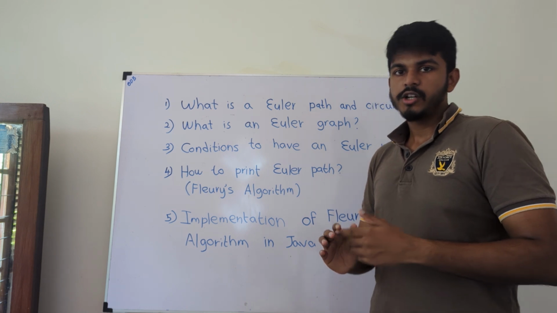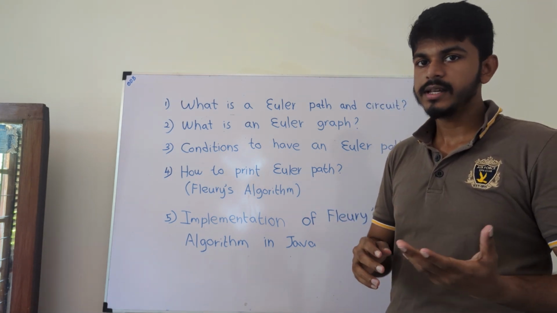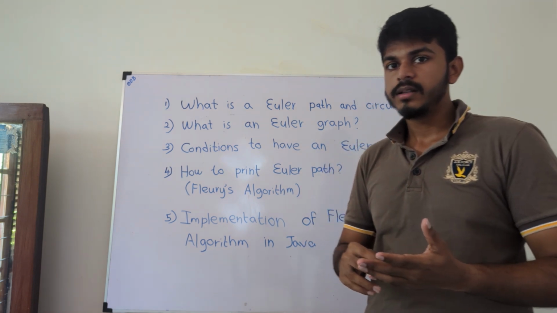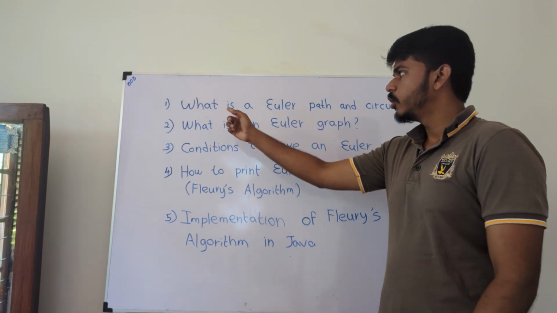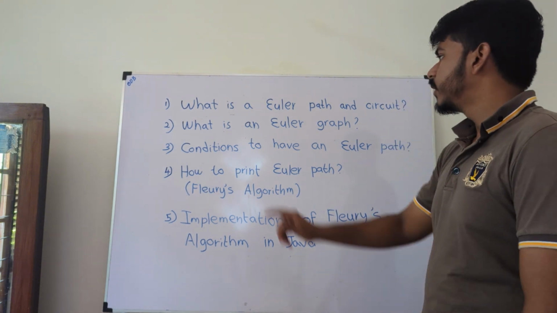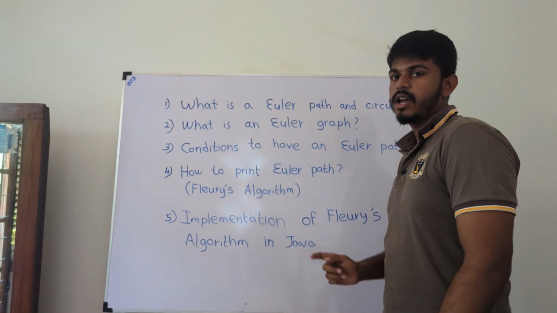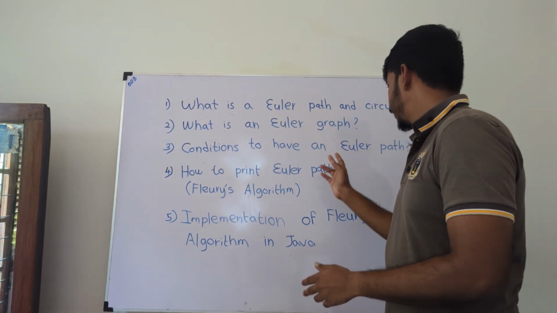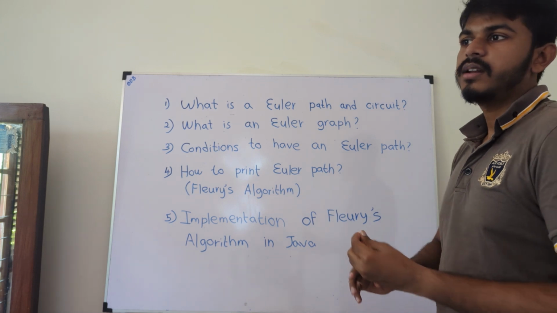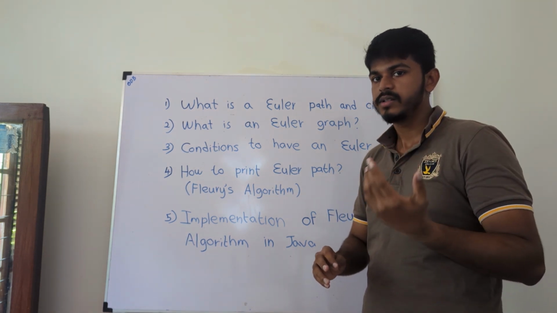In this video we are going to be talking about Euler path, Euler circuit, and Fleury's algorithm for Eulerian path. So first we are going to be talking about what is an Euler path and Euler circuit, then what is an Euler graph, then after that the conditions we need to have an Euler path or a Euler circuit. Then after that we are going to see how we can print an existing Euler path or a circuit.